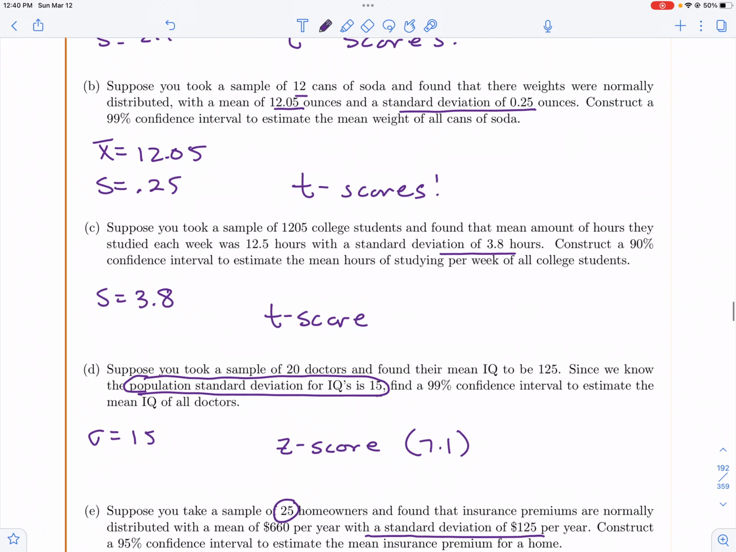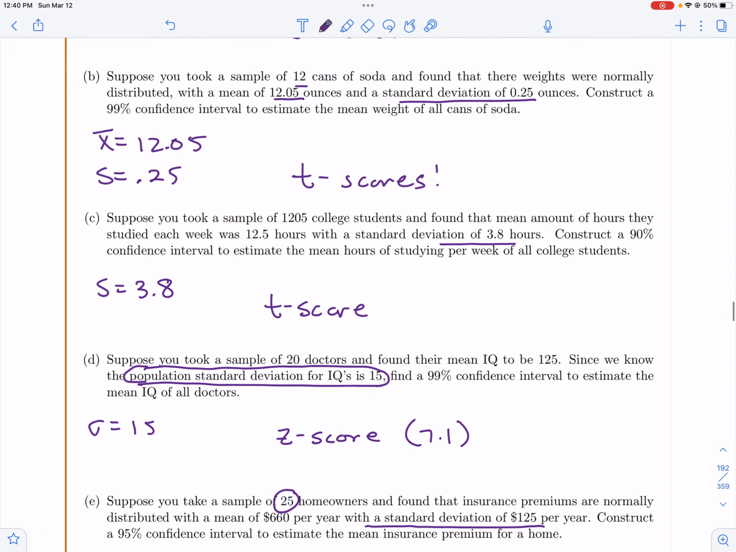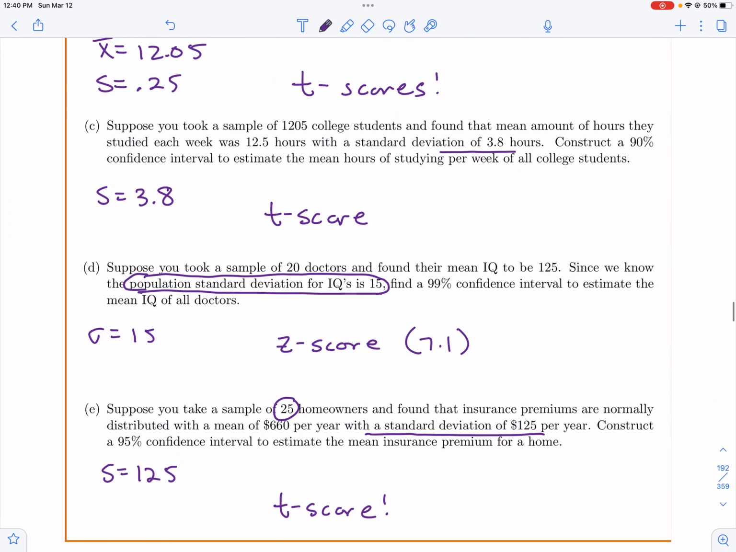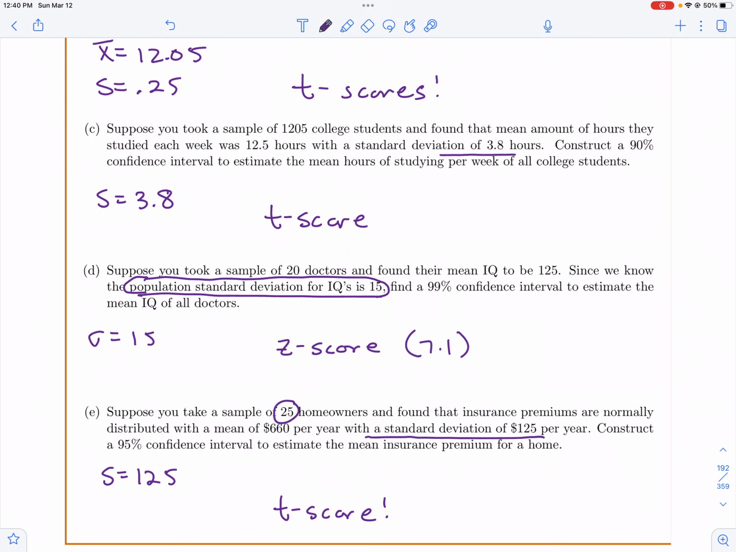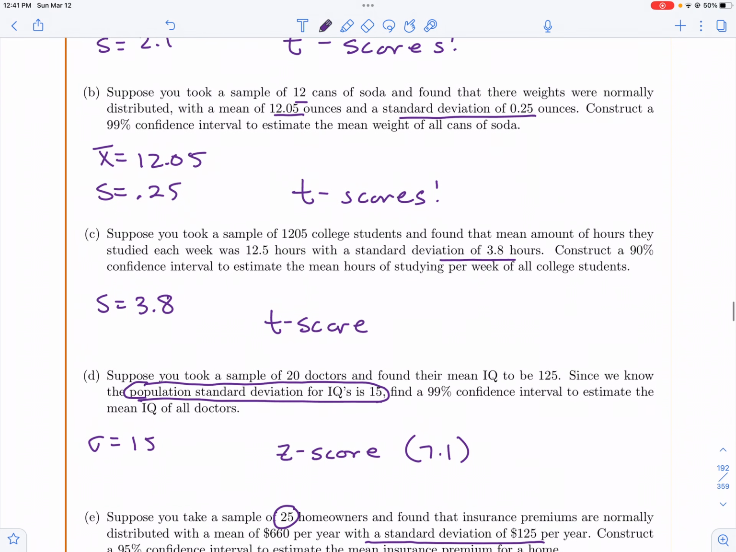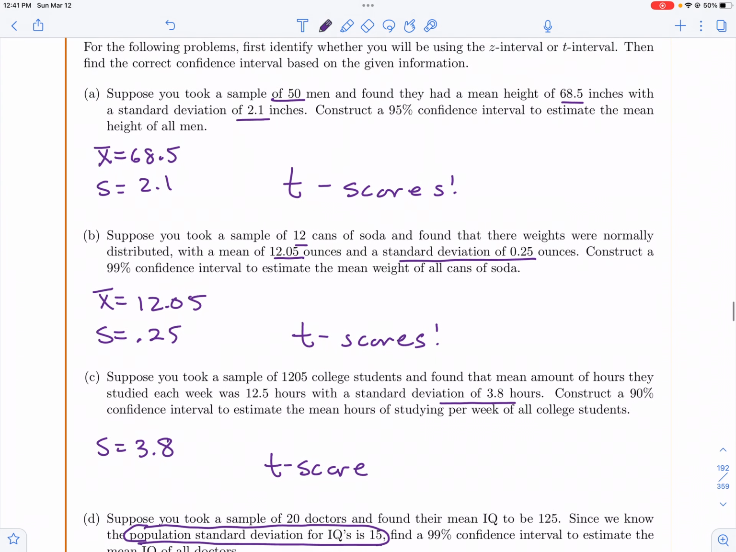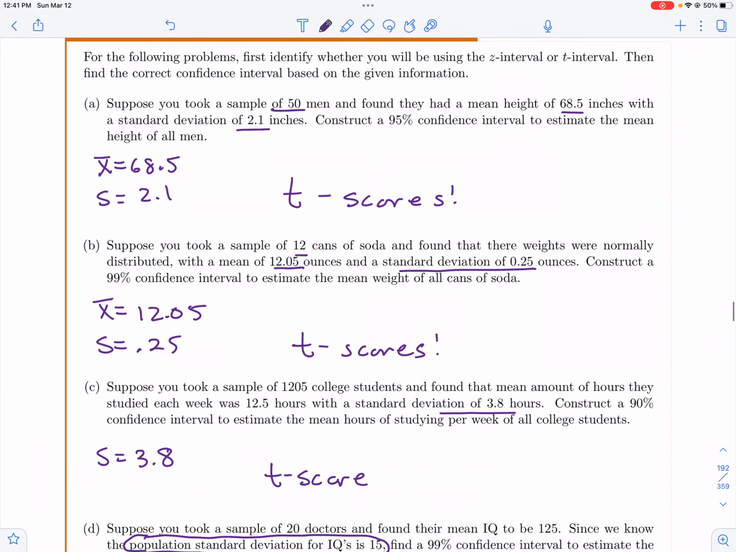It's on purpose that I wrote it up this way, with a lot more t-scores than z-scores, because that's what's going to happen in reality. It's going to be very, very rare for us to actually start off with the population standard deviation. So we want to be aware that the majority of the work that we're going to be doing for confidence intervals is going to live in 7.2. Keep that in mind. Now that we know which ones these should be, go back later and find the confidence intervals for them.